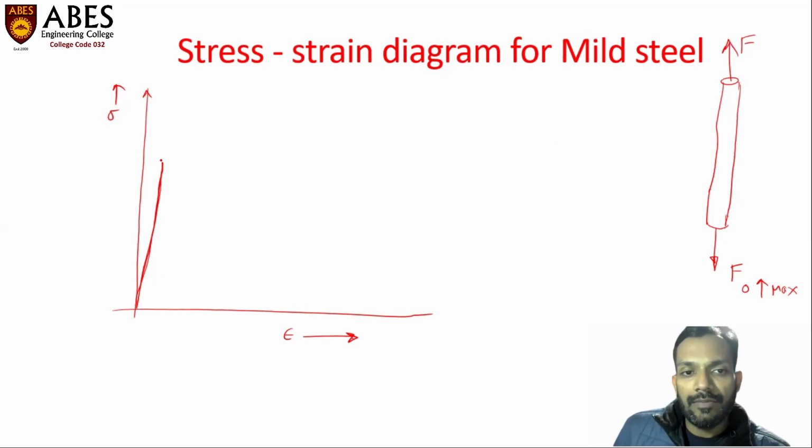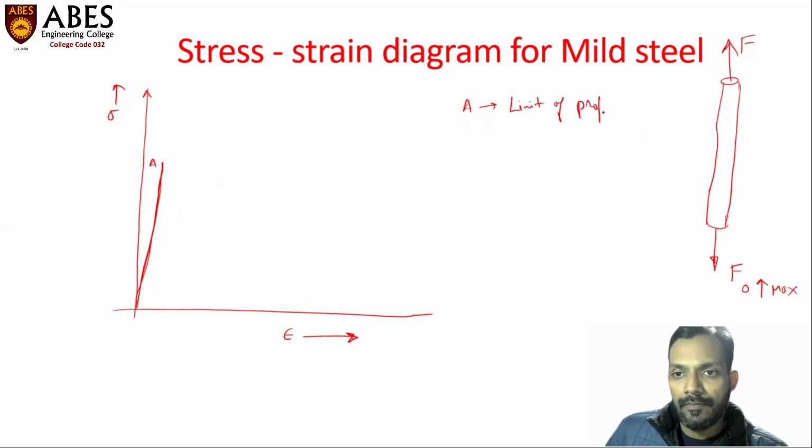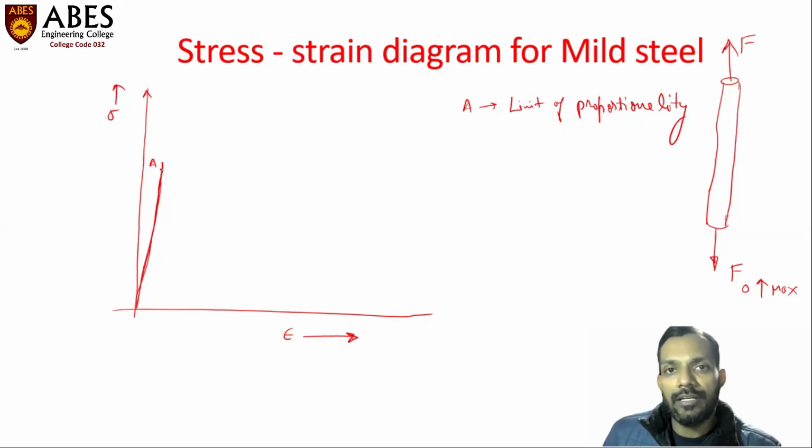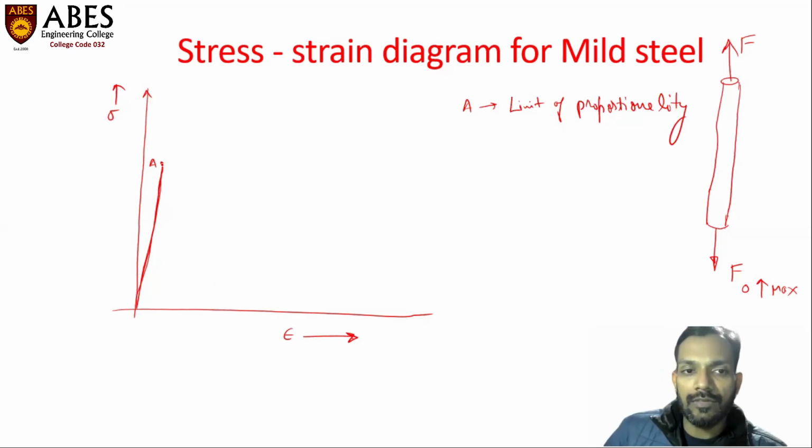After that, there will be a limit or a point. This point is called the limit of proportionality. It is the point up to which the stress is proportional to strain. Hooke's law is obeyed up to this point only. This point is called the limit of proportionality. After that, we can observe the curvature starts.